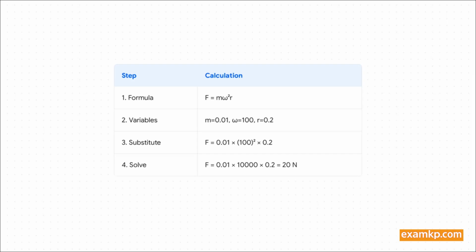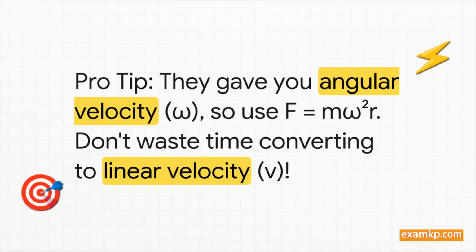So how do you do? The trick here was picking the easiest formula. Since they gave us angular velocity, that little omega symbol, we should use the formula F equals m omega squared r. After that, it's really just plug and play. We put in our mass, our omega, our radius, and let the calculator do the work. And the answer is B, 20 newtons.